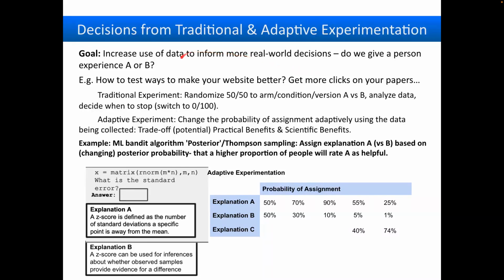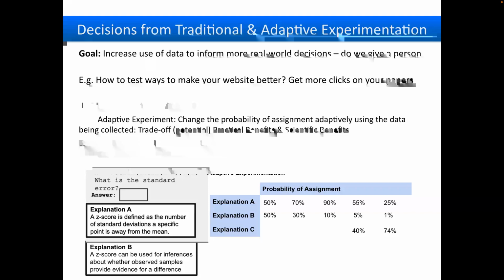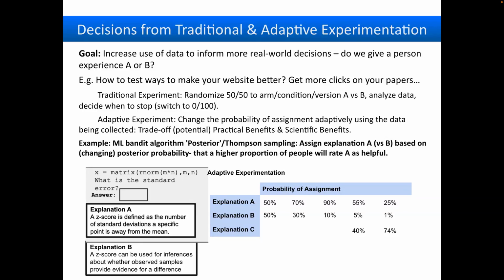But our goal really is how do we increase use of data to inform more real world decisions? In general, do we give a person experience A or B? Email A or email B to see what they respond to? Text message A or B to see what helps them learn about cognitive therapy to manage stress. These are all examples of the 100 field experiments we've run in the last 10 years.